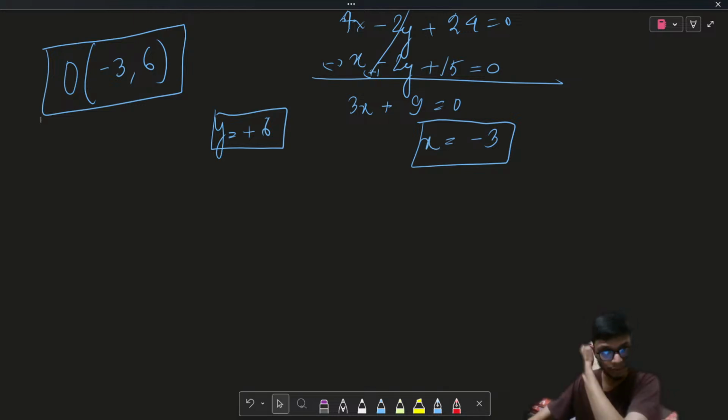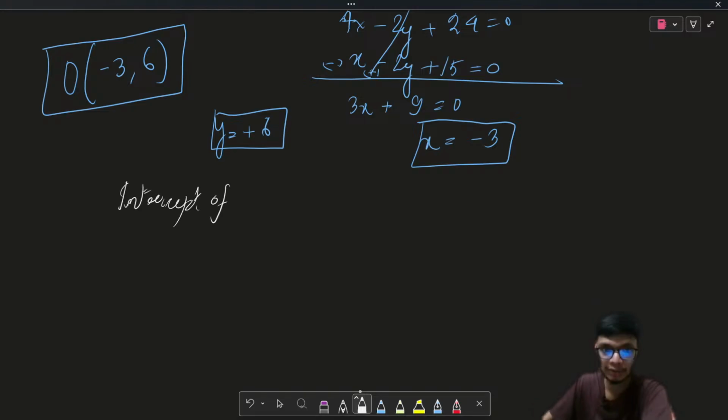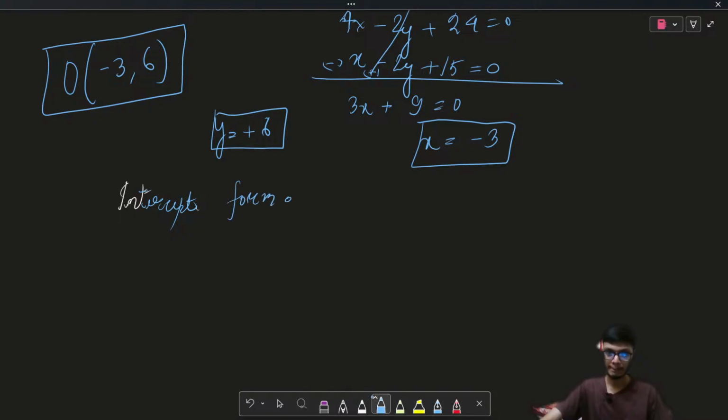Anyways, let us now discuss another form of line equation, that is called the intercept form. The intercept form of line. Let me explain the intercept form of the line.